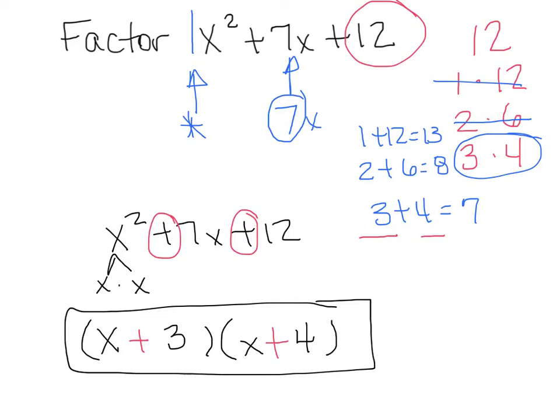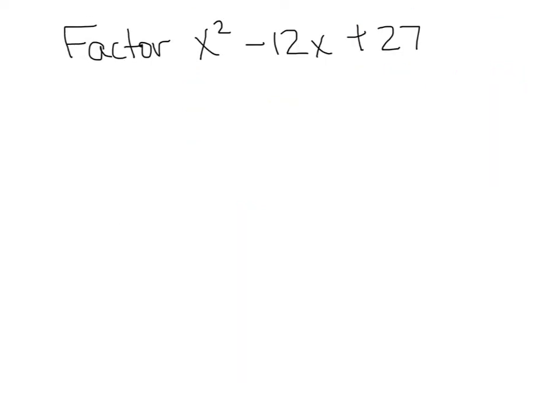Let's look at one more example of problems like this where my terms are not all positive. This time I've got x squared minus 12x plus 27. Now think about what I did just a minute ago. I want to look at the constant term. In this case, it's 27. Let's write out our factors of that constant term. 1 times 27 and 3 times 9.